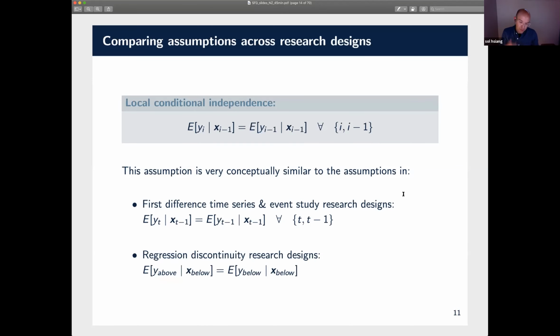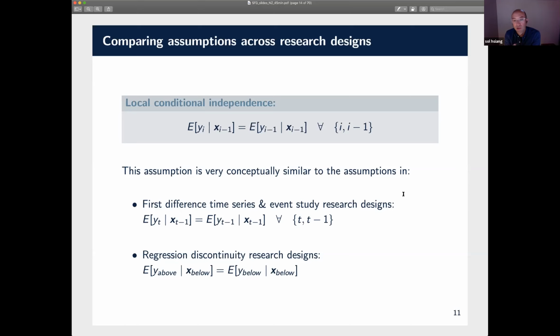So because this is an assumption, it's something that we can't test directly. But what we want to point out is that this assumption is mathematically almost identical to the other identifying assumptions that we use in much more common identification strategies. For example, if you were to do an event study design or a first differences in time analysis, what you're essentially saying is that sequential observations that are adjacent to one another in time and very close to one another are comparable, conditional on having gotten the same treatment X.